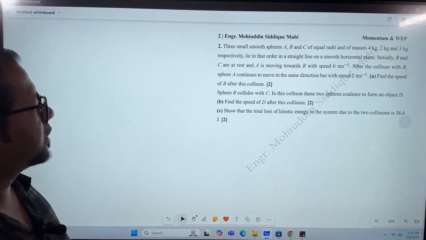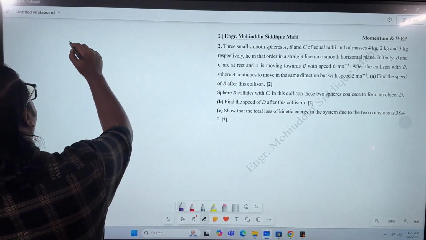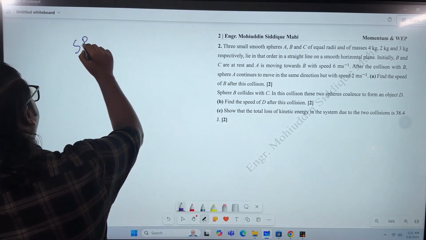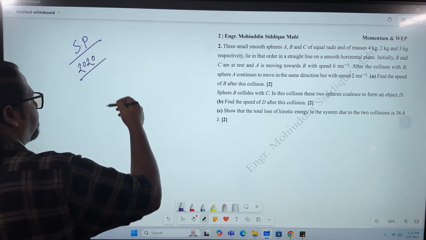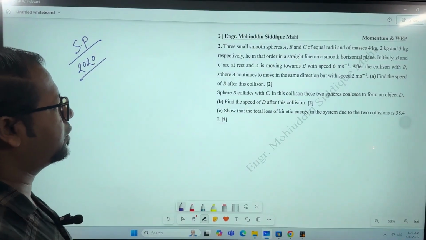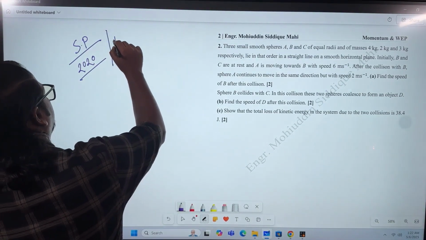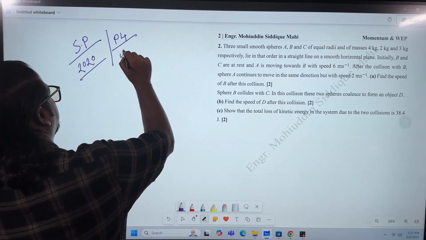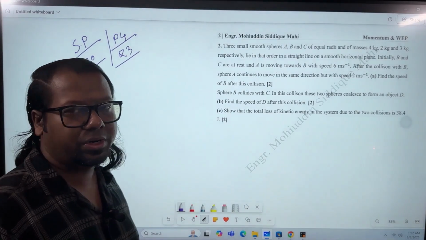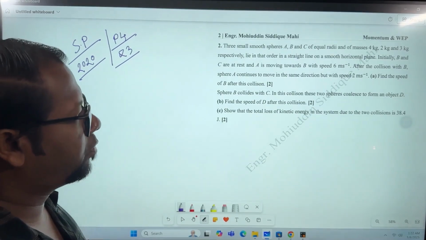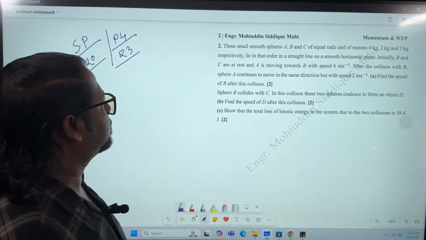This particular question is taken from specimen paper 2020. That syllabus is applicable for 2023, 24, and 25 session. And that was question paper 4, question number 3. This question is actually a combination of momentum and work energy power, a little bit of momentum and a little bit of work energy power content. So let's go through the question first.